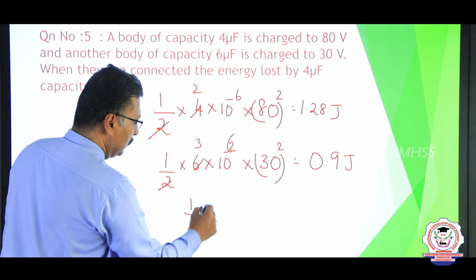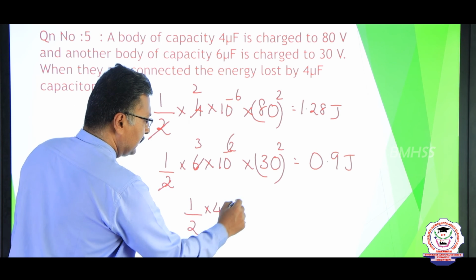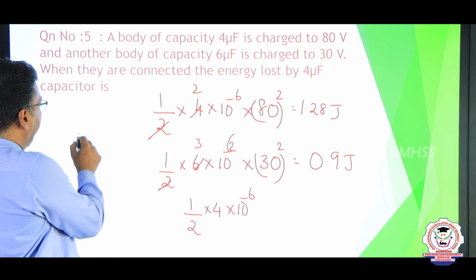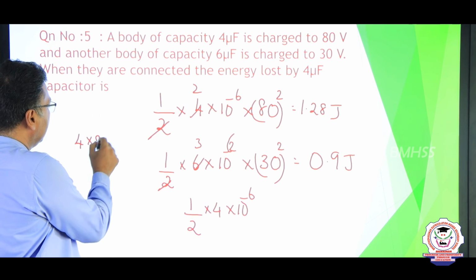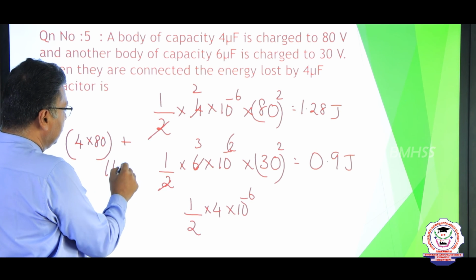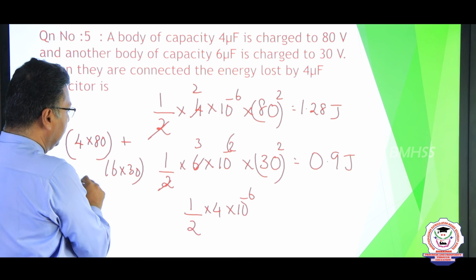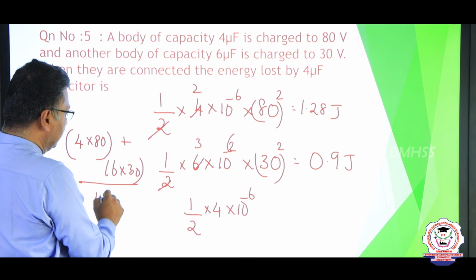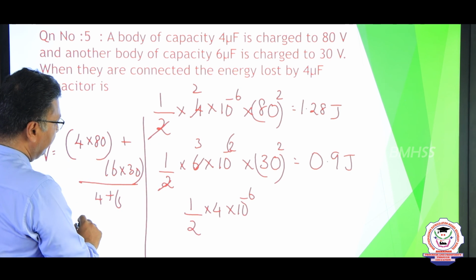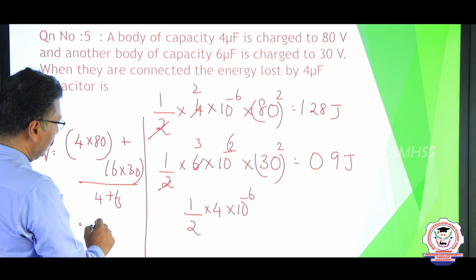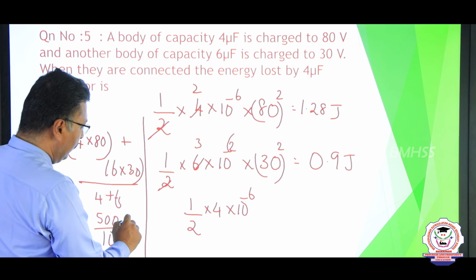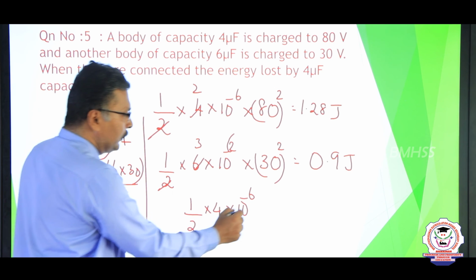So if you subtract one from the other, for the 4 microfarad, you will get half into 4 into 10 power minus 6. You should calculate the average voltage. How will you calculate the average voltage? 4 into 80 plus 6 into 30 divided by 4 plus 6. This is the average voltage for the 4 microfarad. So that comes to 500 by 10, which is equal to 50 volts. So into 50 square.